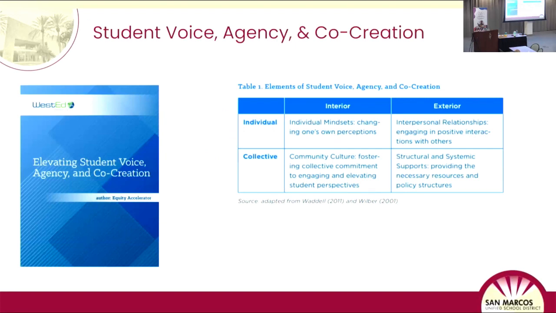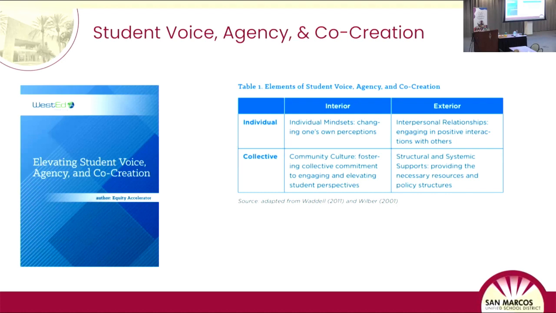If you have not seen, one of the things that we did, we believe in the research. WestEd has done a really nice piece on student voice, agency, and co-creation. They've taken a lot of research, boiled it down. The Equity Accelerator has focused on these areas. So when you're thinking about the elements of student voice, agency, and co-creation, there are interior and exterior things that you're thinking about. So as an individual, mindsets and changing one's own perceptions.